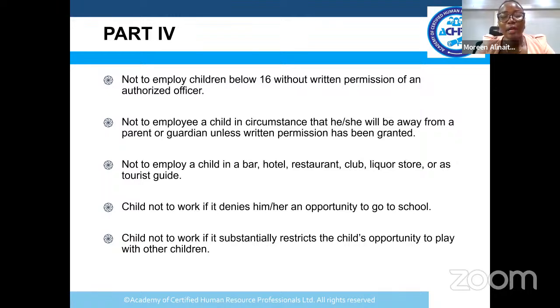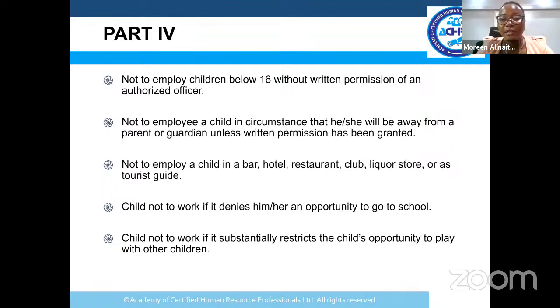You are not to employ a child in a bar, a hotel, a restaurant, club, liquor store, or as a tourist guide. Sometimes you go to villages and you find there are these children who are trying to make a living and they are taking tourists around, showing them the area. Now, if you employ such kind of child in such environment, it is not recommended under the law, and you could actually face serious consequences if you do this.